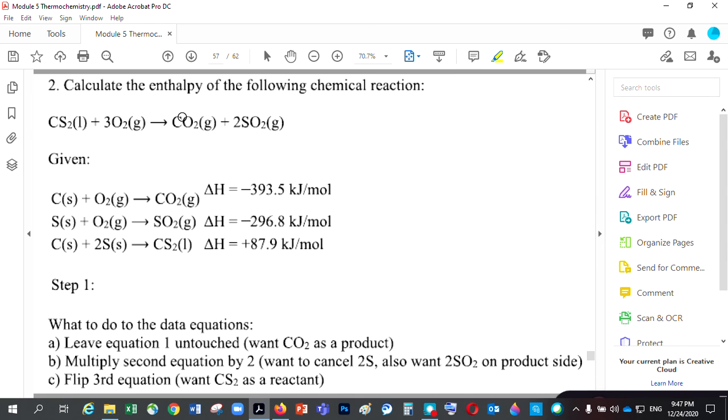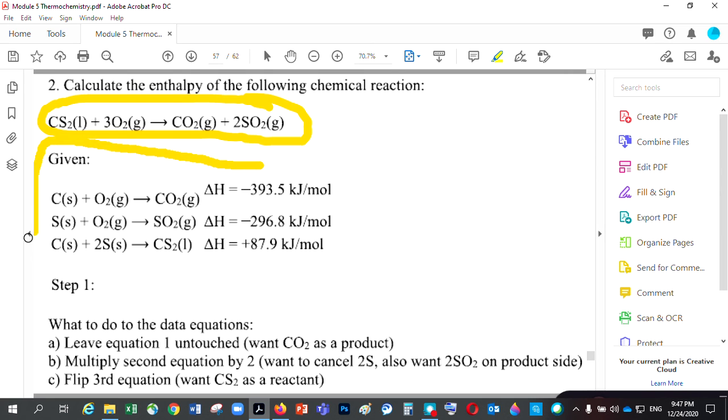Calculate the enthalpy of the following chemical reaction, which is carbon disulfide liquid plus 3 moles of oxygen gas, gives us CO2 gas, carbon dioxide gas, plus sulfur dioxide gas, 2 moles of it. Now, this is given from the table, correct? All these equations here are given from the table.